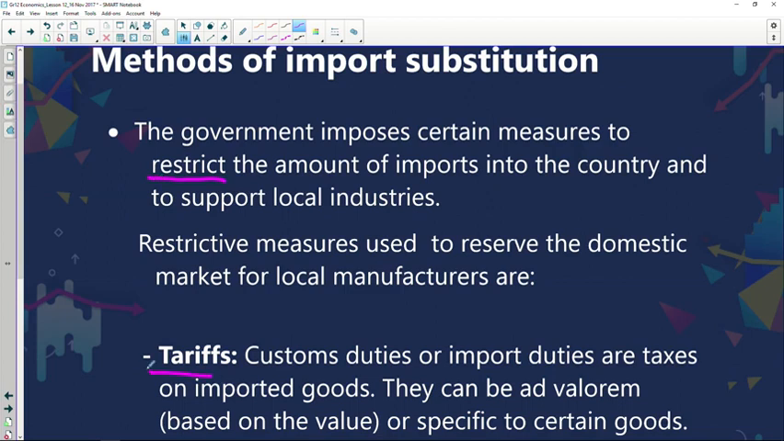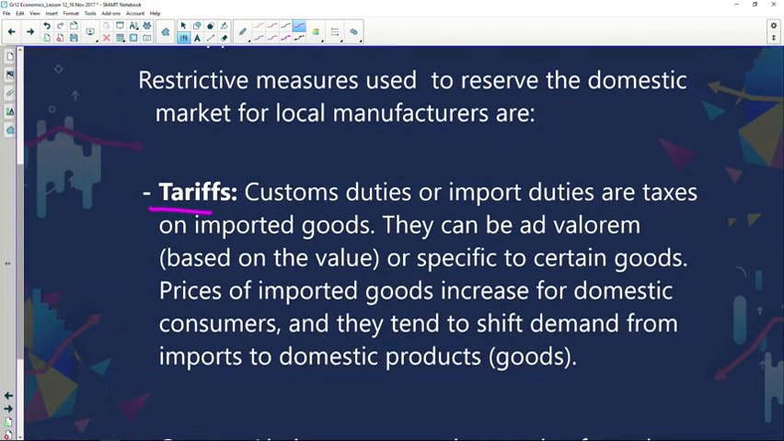Tariffs. When tariffs are imposed, they are designed to discourage locals from buying international brands, but rather to support the local manufacturers of those particular goods and services. So if there are custom duties or import duties or taxes charged via the customs, those import duty tariffs will discourage local suppliers from buying products from the international markets.